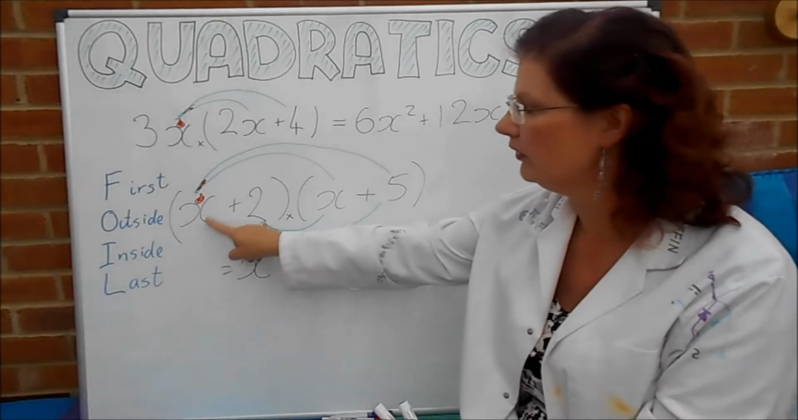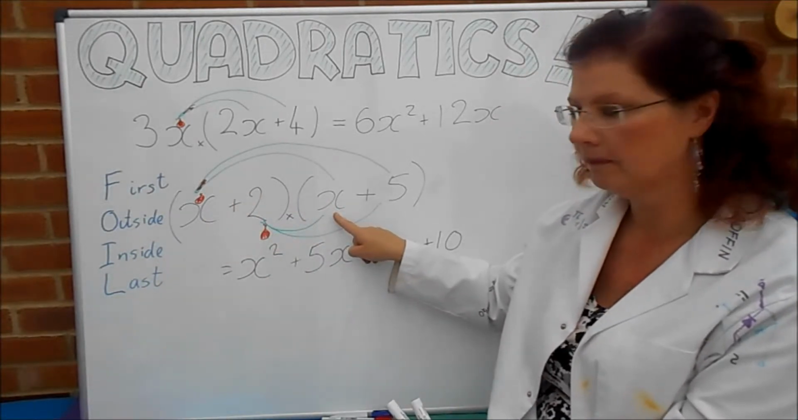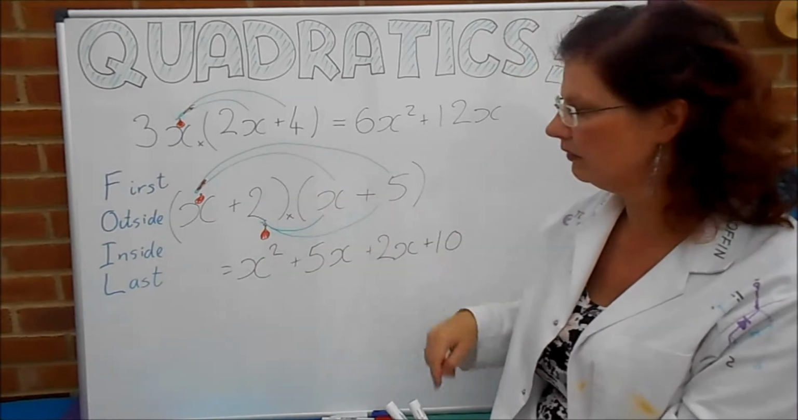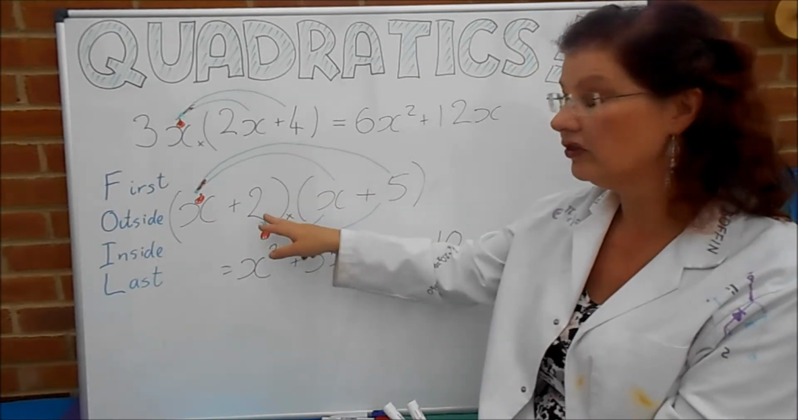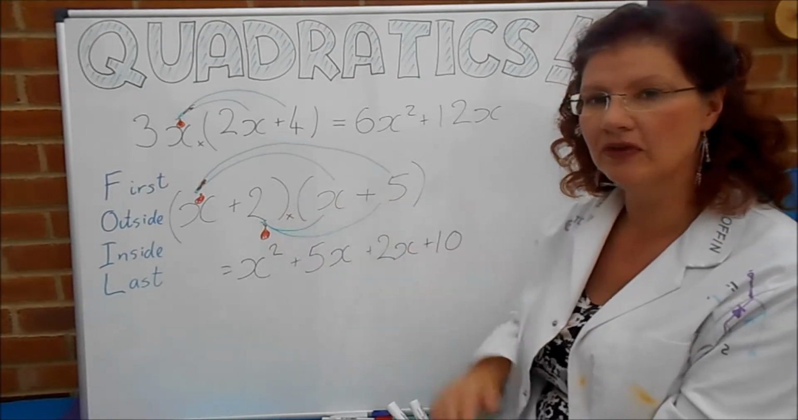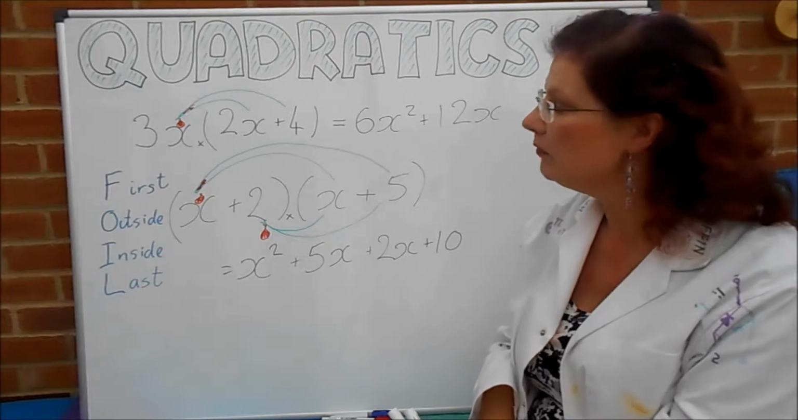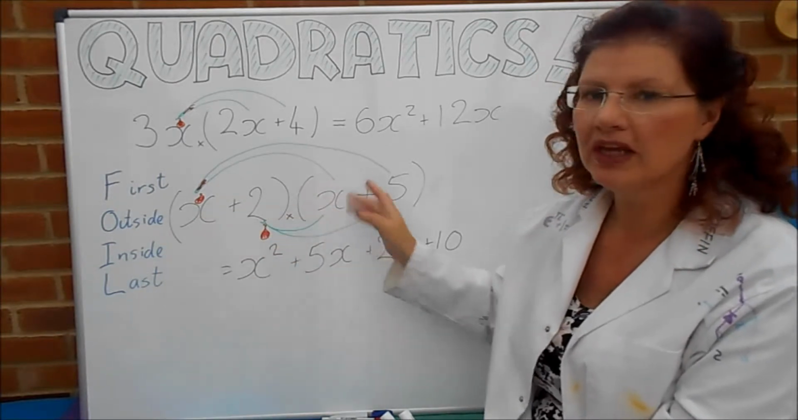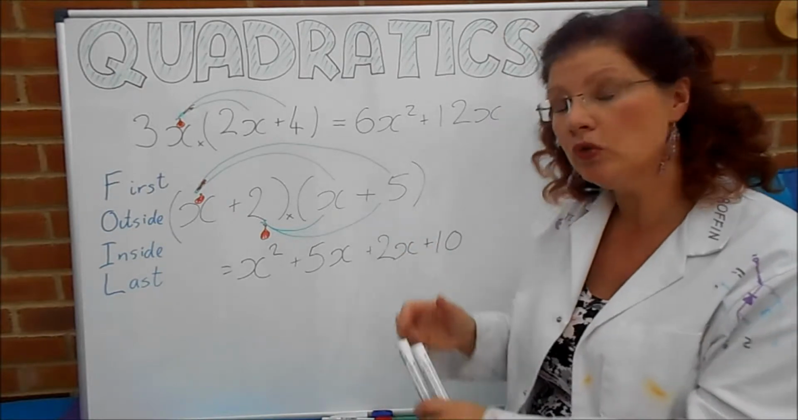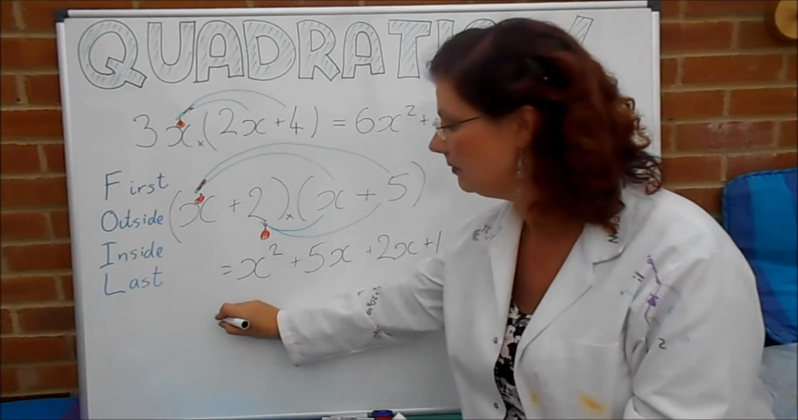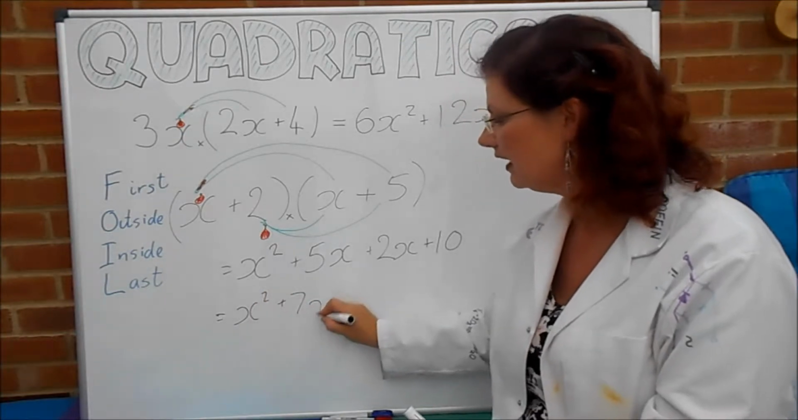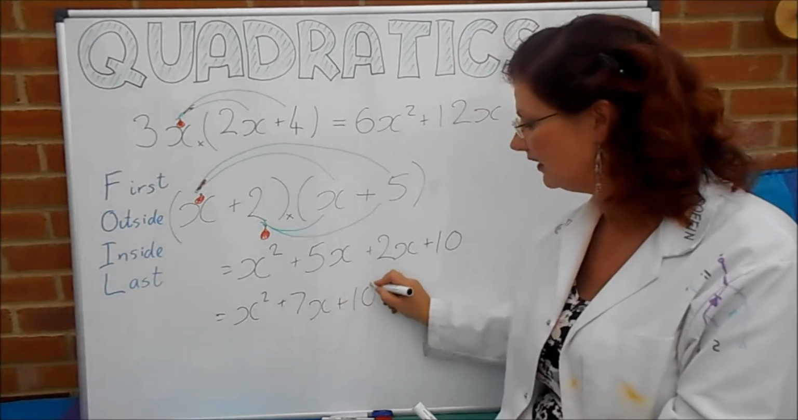That has come from the first times the first, the outside ones, the x times the 5, the inside ones, the 2 times the x, and the last ones, the 2 times the 5. When you have brackets that look like this, x plus something, you will notice that 2 of the terms stick together. You should always simplify if you can, so that would simplify to x squared plus 7x plus 10.